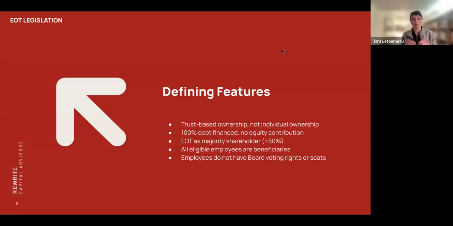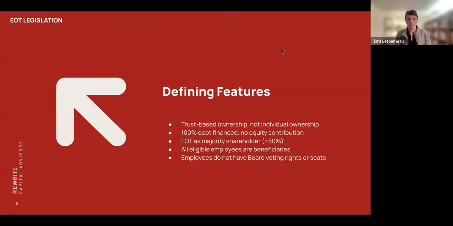So let's talk about what they are first so that the rest of the content makes sense. First, the ownership of the company is going to be by a trust, not an individual employee. What is a trust? A trust is a legal entity that divides the benefit of owning something from the responsibility of owning it. So employees are going to be the beneficiaries of a trust. They're going to benefit from the value of the shares that the trust holds, but it's actually trustees that are going to act with the responsibilities that shareholders have.